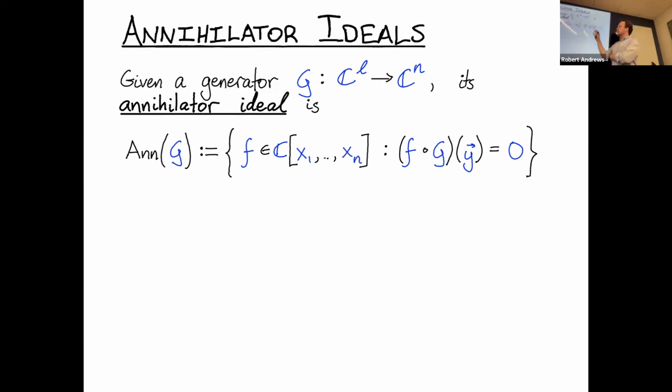An ideal means that the set is closed under addition. If f and h both satisfy this condition, then f plus h does. And if f satisfies this condition, then f times h for any h also satisfies this condition. So I want to look at these polynomials. These are the things that break the generator, that make it not work. We want to understand these.